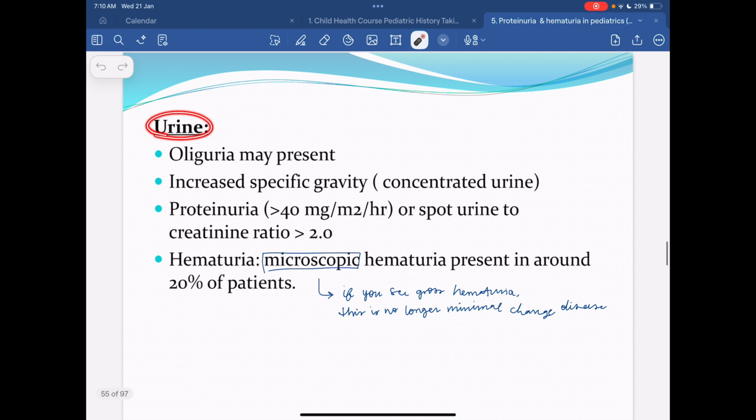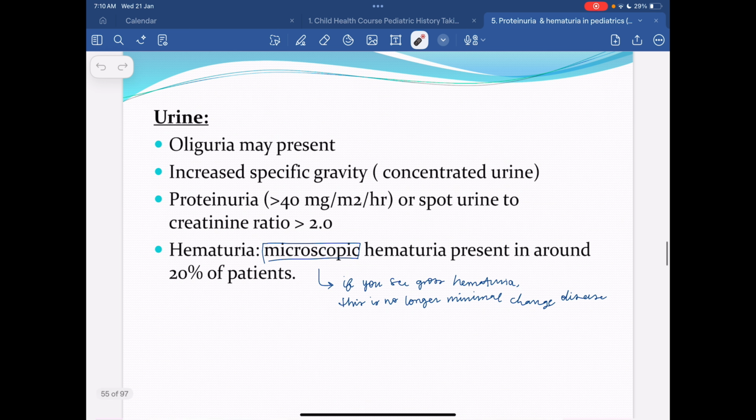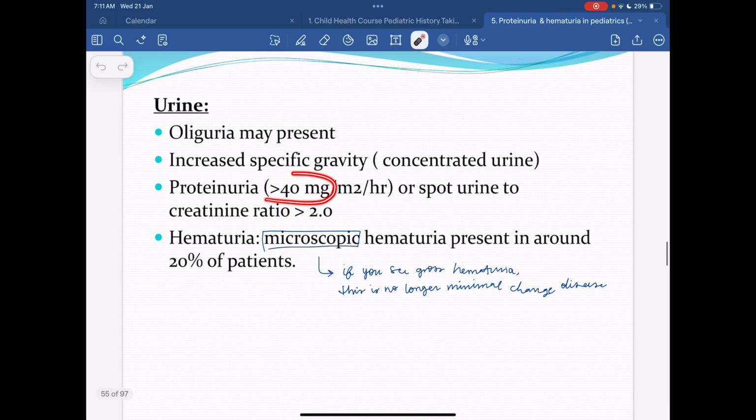Urine: you may have oliguria. This is because the body is trying not to lose more protein, so it is trying to decrease urine output, so we have oliguria. Increased concentration of urine, so increased specific gravity. Proteinuria, more than 40 milligrams per meter square per hour, or on the urine dipstick or spot urine protein to creatinine ratio is more than 2. More than 2 for nephrotic syndrome.